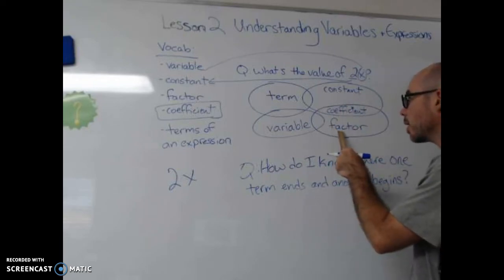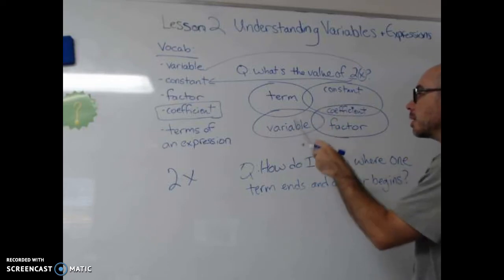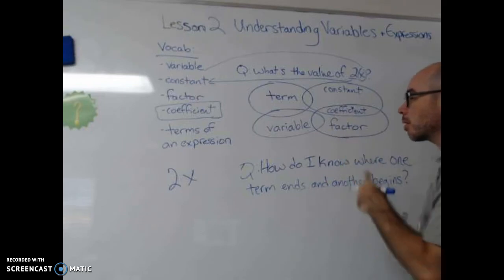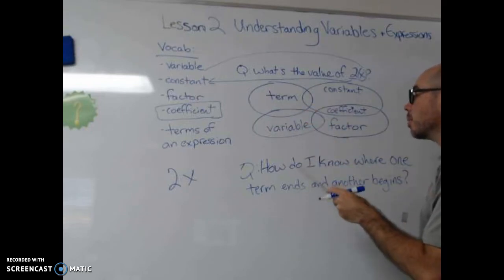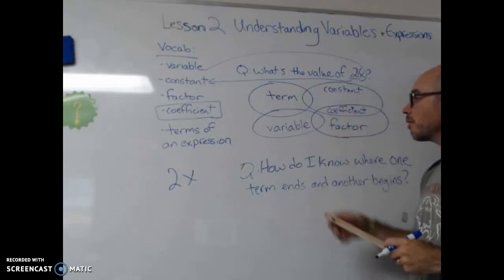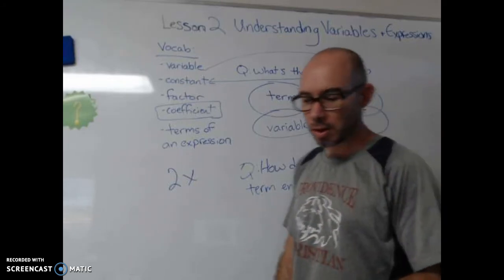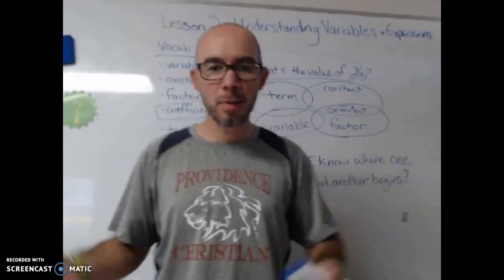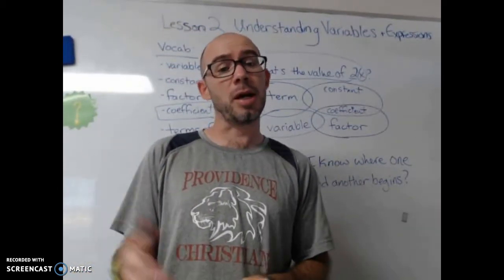And there's a little bit of overlap here between a factor and a variable. Again, a constant and a variable could be a factor all by itself. They could also be a term all by themselves. But if you put these two together, one of them is going to be the coefficient and one of them is going to be the variable. And you can have multiple factors in making your expression. A lot of vocabulary, but we have to learn how to speak math in math class.